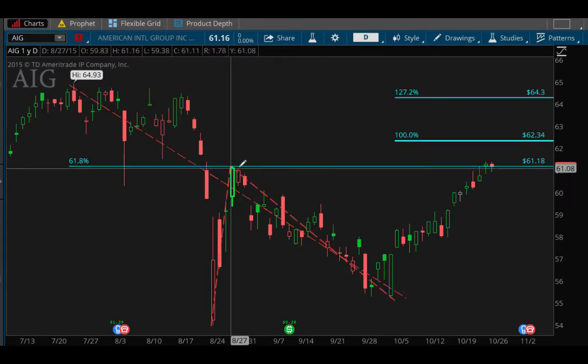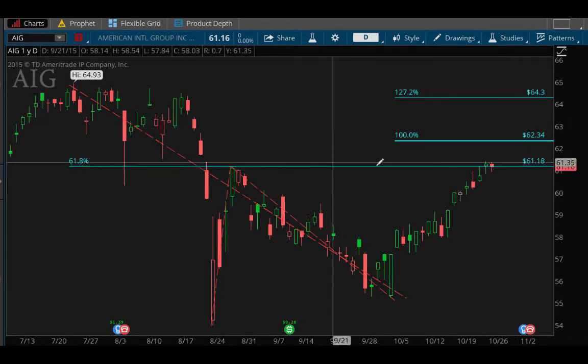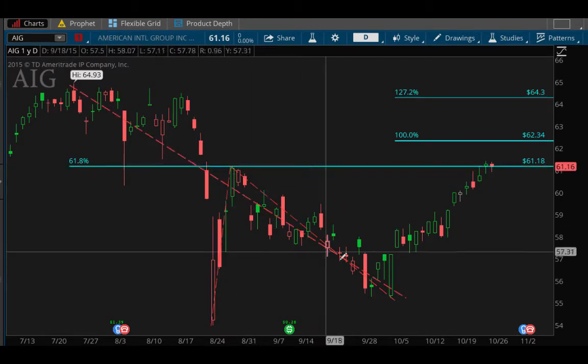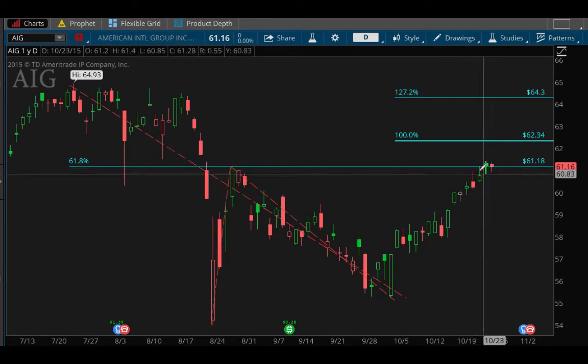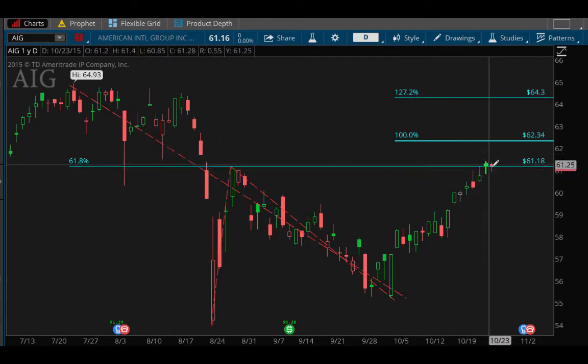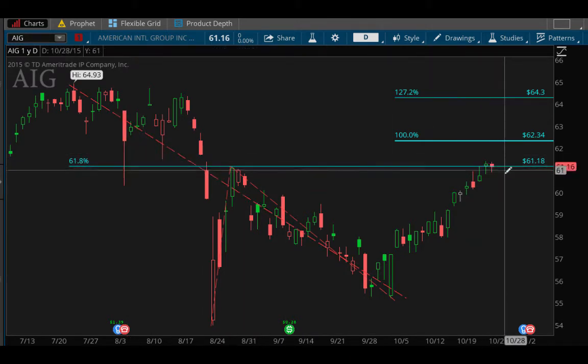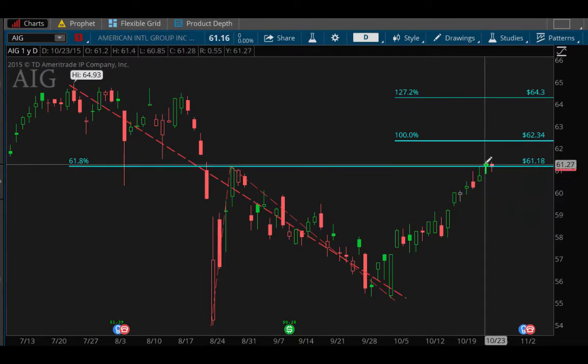But you can see that this resistance level where AIG is right now would also be the 100% retracement going from here to here. So there is some sort of resistance, seeing how prior resistance is still going to be prior resistance, and there's also some support here as well. Prior support becoming new resistance. So this would be a good time possibly to come in and short AIG.